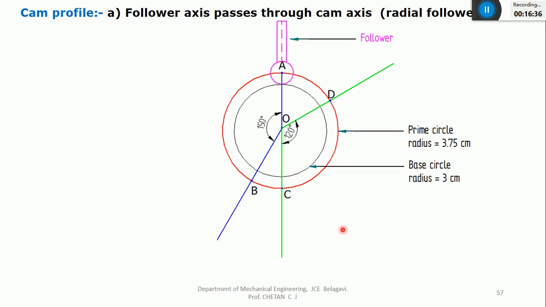And after this, I have to divide this outstroke angle and the return stroke angle into 6 equal parts. I'll not worry about this angle BOC, the first dwell angle, and DOA, the second dwell angle. I'll not worry about these dwell angles. I'll divide only the outstroke angle and the return stroke angle.